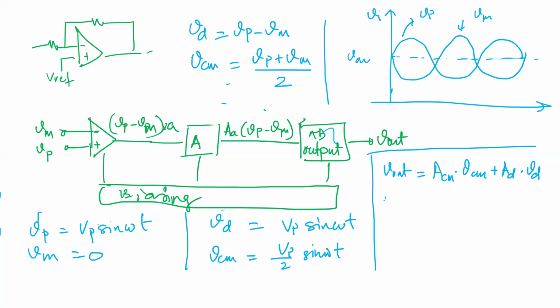So ideally, you want ACM to be close to 0 and AD to be high. If you do that, then you can build op-amp circuits like this, because then any common mode here is not going to be amplified at the output. It will only amplify any differential, because that's how you design these circuits. The circuits are designed here so that any difference will get amplified.